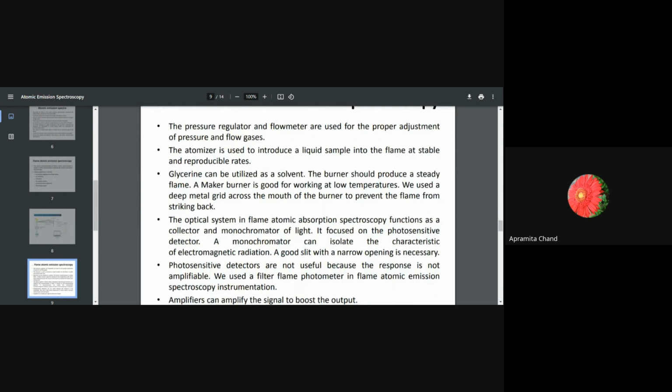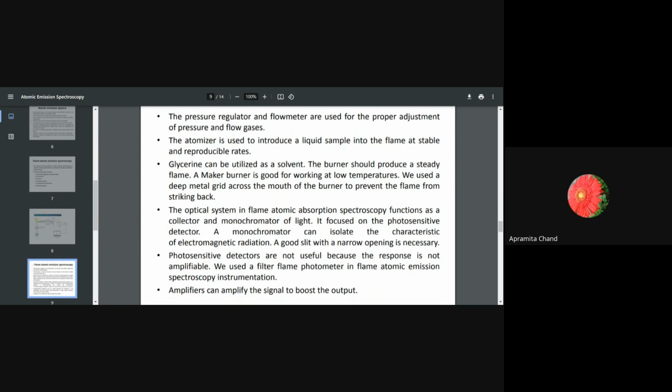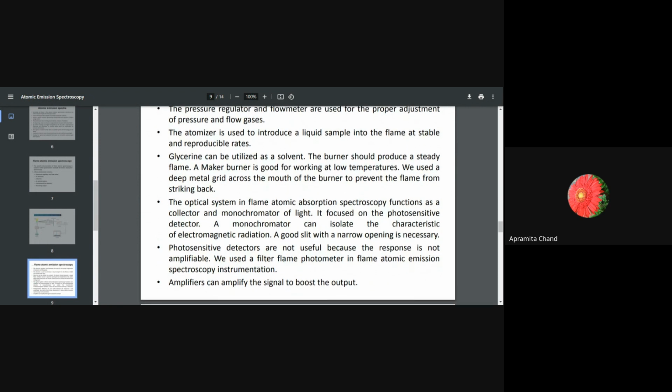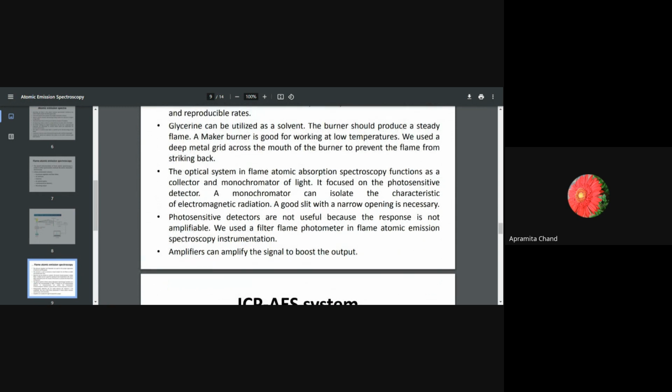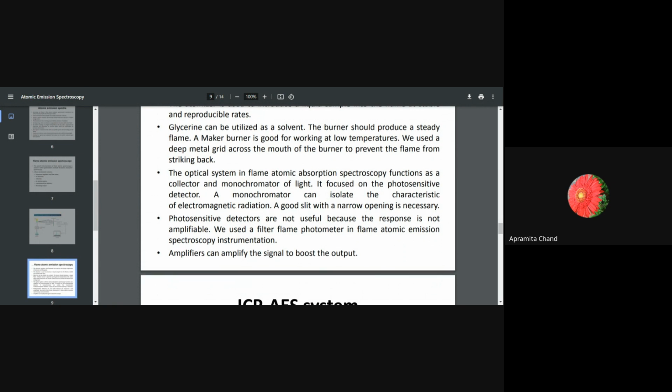Now the pressure regulator and flow meter are usually just used for proper adjustment. The atomizer is usually used to introduce a liquid sample into the flame at stable and reproducible rates. Glycerin is utilized as the solvent, and the burner is used for a steady flame. And there's a deep metal grid across the mouth of the burner, so the flame is not fluctuating or striking back. And the optical system functions as a collector and monochromator of the light, and it is focused on the photosensitive detector. And the monochromator can isolate the characteristic electromagnetic radiation. Usually you have known this from the previous classes.